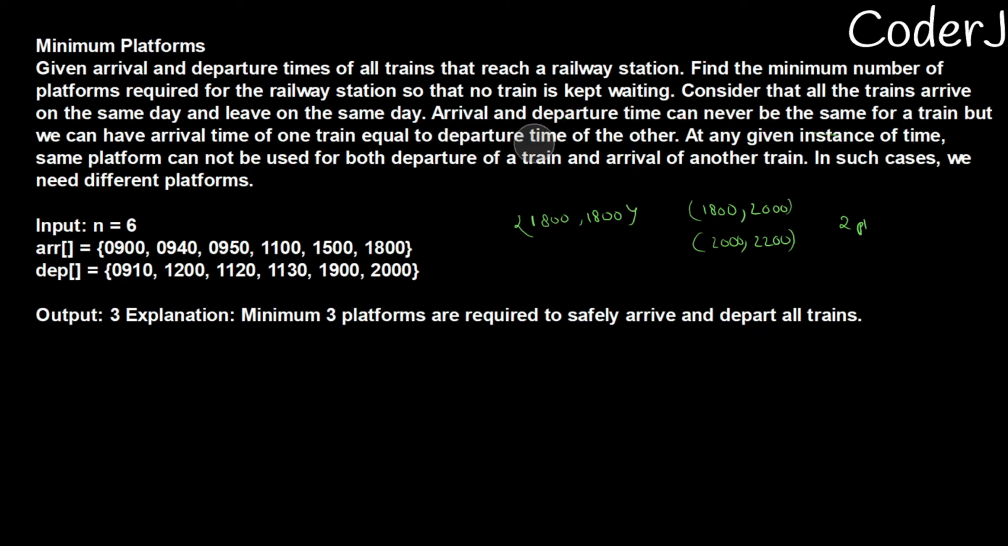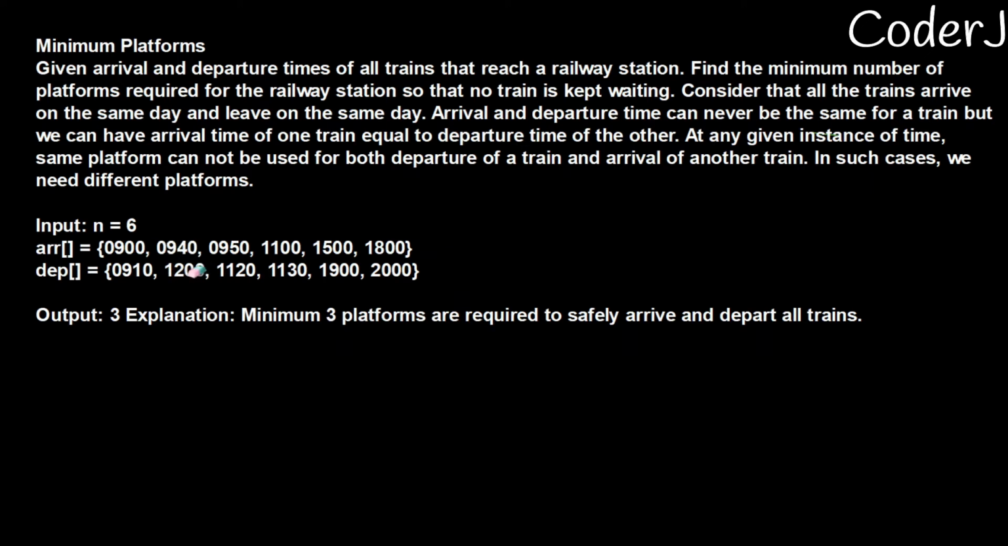Now we have a very beautiful example here. Let's start understanding what it means. We have 6 trains, and these are the arrival and departure times. Remember that these are in order, like 0900 and 0910 is for train A, then 0940 and 1200 is for B. The answer is 3, but let's see how exactly we arrived at answer 3.